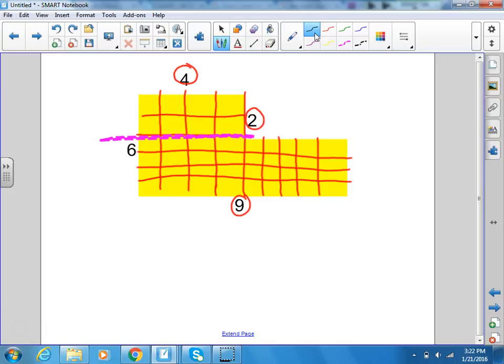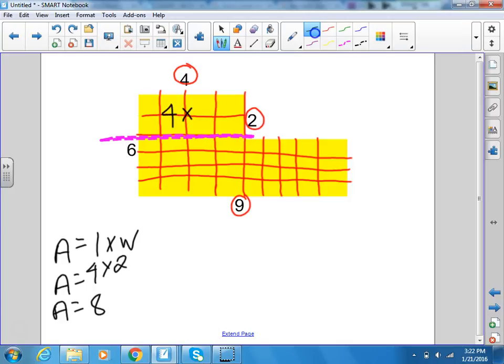Now in our one rectangle, we have 1, 2, 3, 4 across. Again, area equals length times width. We have 4 across, or 4 long, and we have 2 wide. We know that 4 times 2 equals 8. Again, I strongly suggest that you write in the dimensions, and you can have your student count 1, 2, 3, 4, 5, 6, 7, 8.